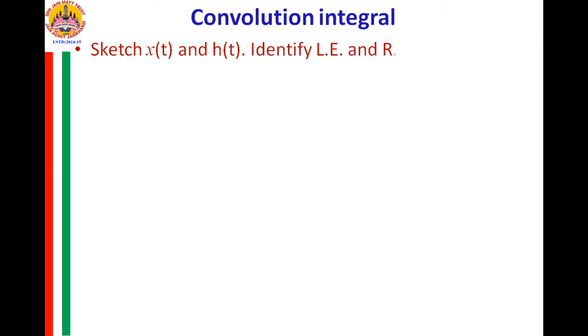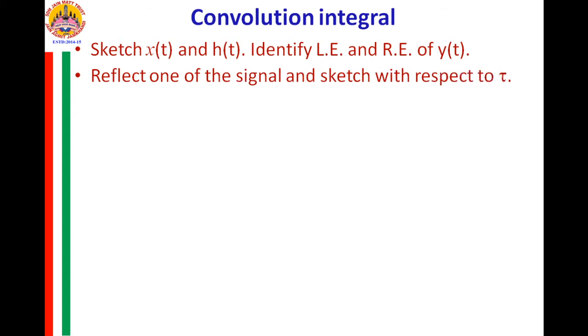So, in case of convolution integral, the first step is we have to sketch x of t and h of t, identify the left end and right end of y of t, so that we understand what is the duration of y of t, for which duration we need to compute y of t. And then one of these, either x of t or h of t, we have to reflect about the origin, and both of these signals then we have to sketch with respect to tau.